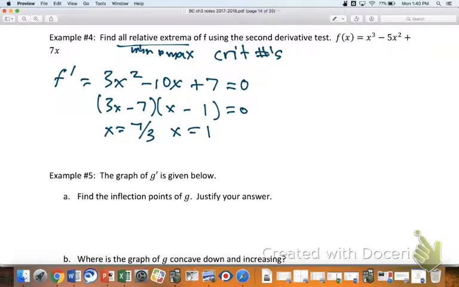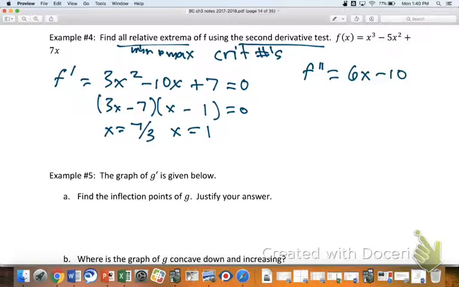So in the past, what we would have done is this whole sign chart thing. We would have created 3 intervals and tested out each interval and seen that, hey, f prime went from negative to positive or positive to negative and drawn a conclusion from that. That's the first derivative test. Instead, I'm going to follow the directions here, and I'm going to use the second derivative test. In order to use the second derivative test, I need to find the second derivative. So here the second derivative is going to be 6x minus 10.